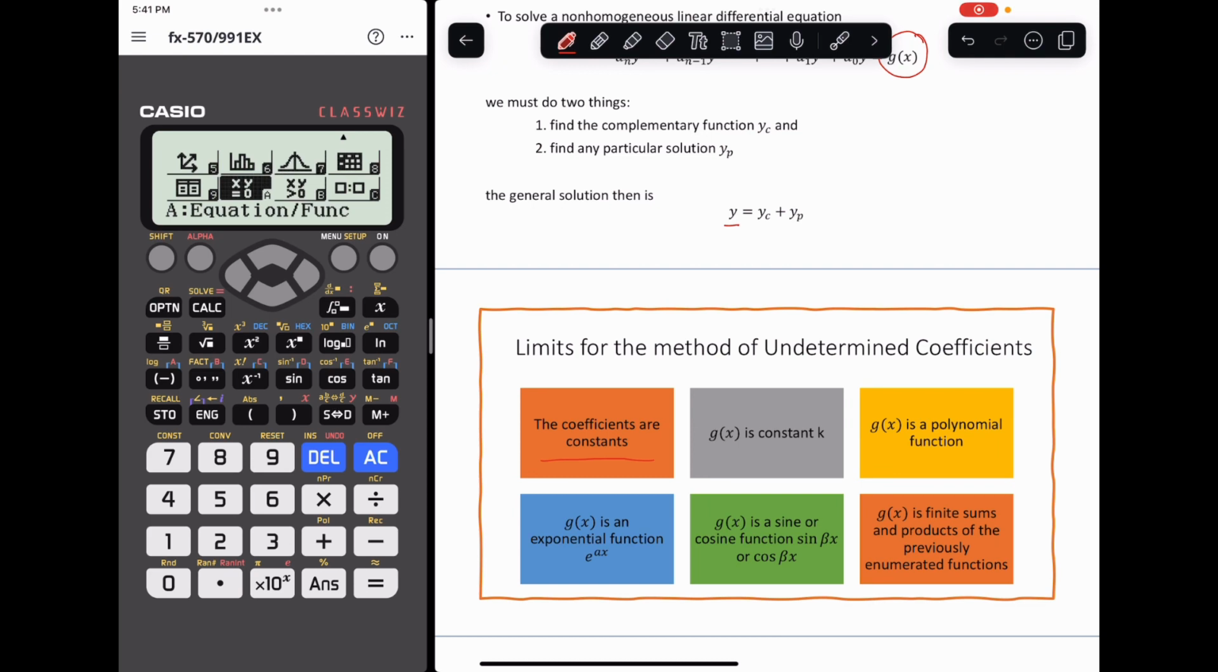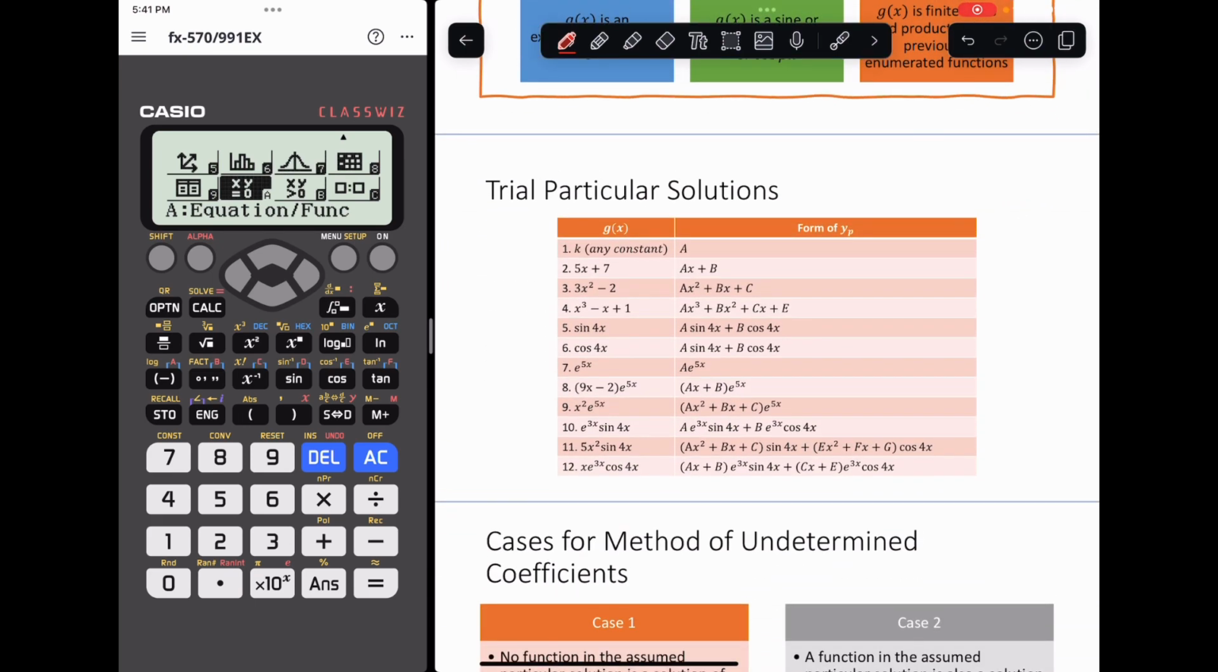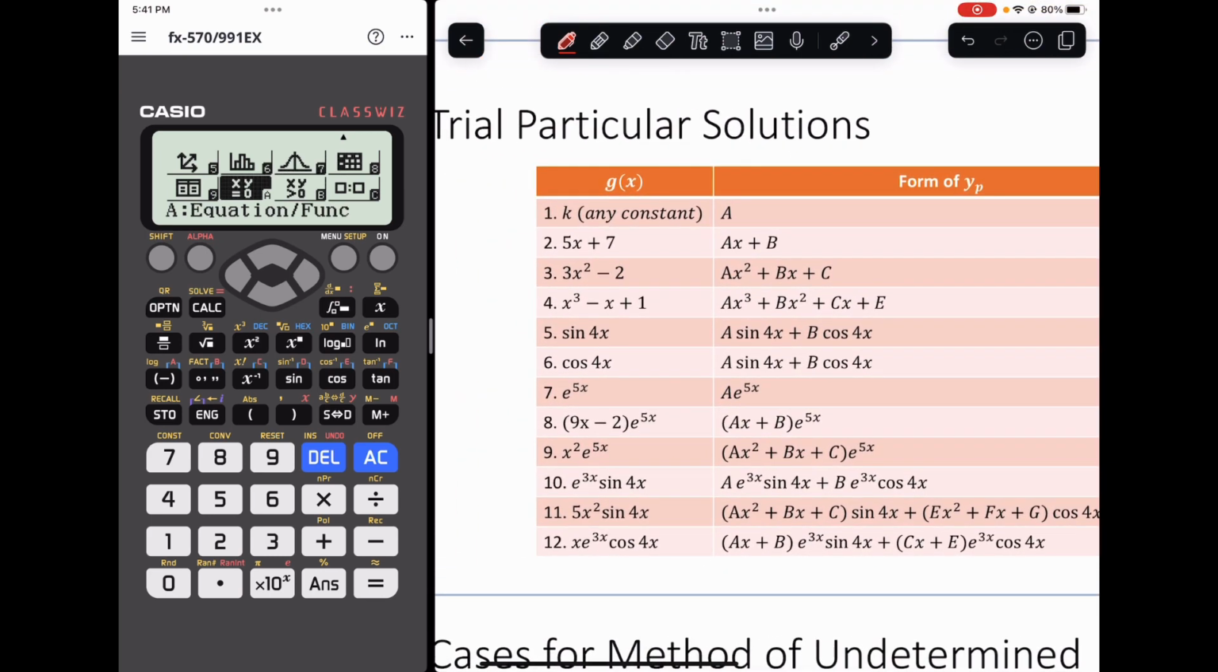Now, for us to solve the particular solution, there is a table that we will be using. The table is for the trial particular solution. It depends on the format of g of x, which tells us what kind of trial particular solution we are going to use. As you can see here, numbers 1 to 4 are polynomial functions, 5 and 6 are sine and cosine functions, and number 7 is an exponential function.